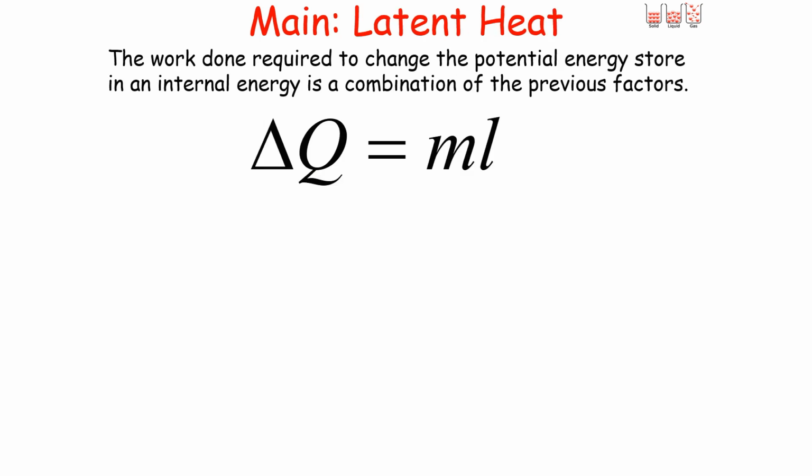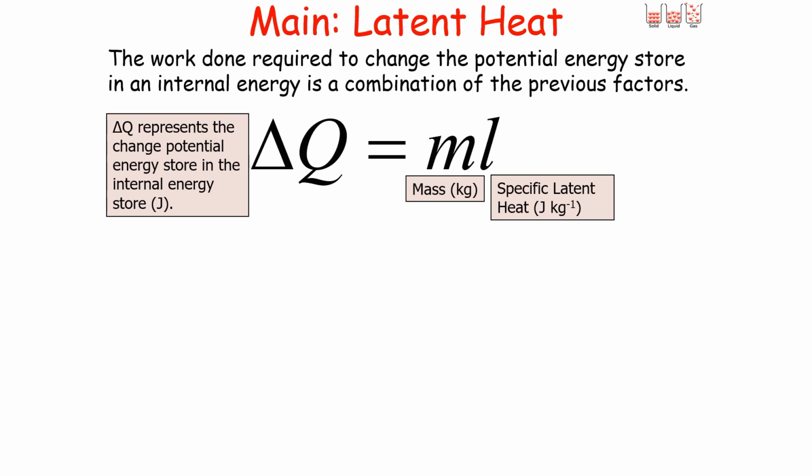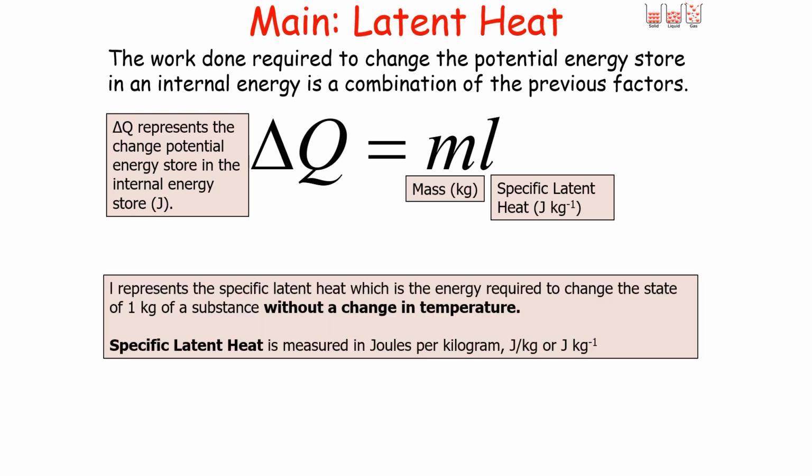So the work done required to change the potential energy store in the internal energy of a system is a combination of two factors. You've got the mass of the object and the specific latent heat or latent heat capacity. Now, delta Q represents the change in potential energy in the internal energy store and is measured in joules, whilst the mass is measured in kilograms, whilst the specific latent heat is measured in joules per kilogram. So L represents the specific latent heat, which is the energy required to change the state of 1 kilogram of a substance without a change in temperature.